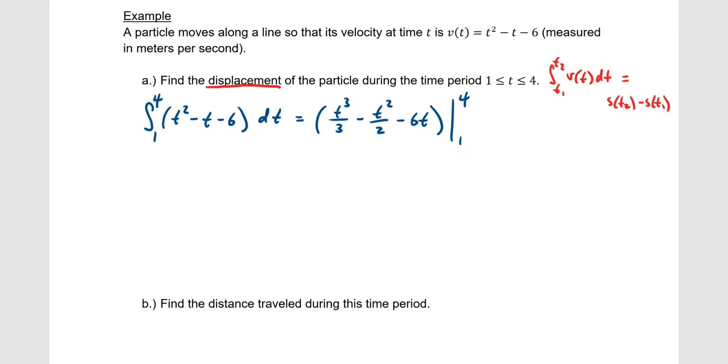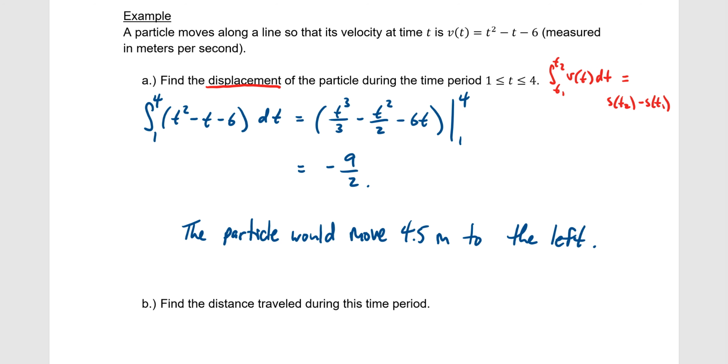And I trust that we can evaluate these now. If we do that, we would get negative 9 over 2. So let's think about what this means. Displacement being negative means it moved in the negative direction, and we're going to take the left to be the negative direction. That means the particle would move 4.5 meters, because position is in meters if velocity is in meters per second. It moved 4.5 meters to the left.